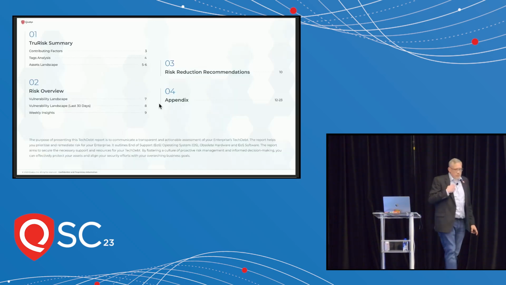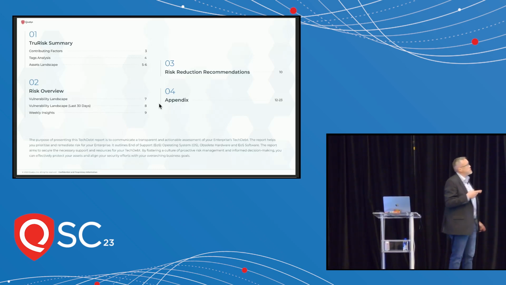The True Risk Report is broken down into basically 3 sections. The first part is the summary based on the true risk metrics that we're generating within the qual solution. The second is the overview of risk, and we'll get into that a little bit here. And the third part is, great, what do we do with this information? What can I do to proactively reduce risk in my environment?